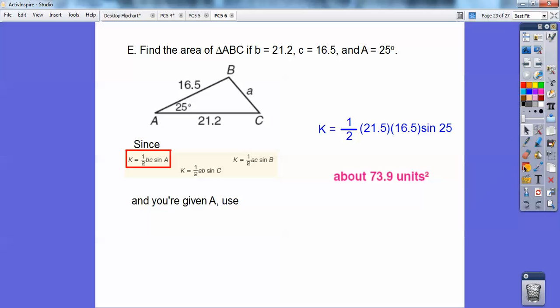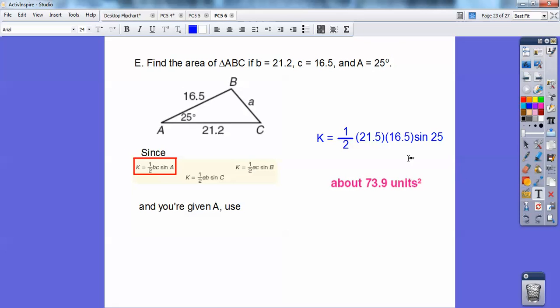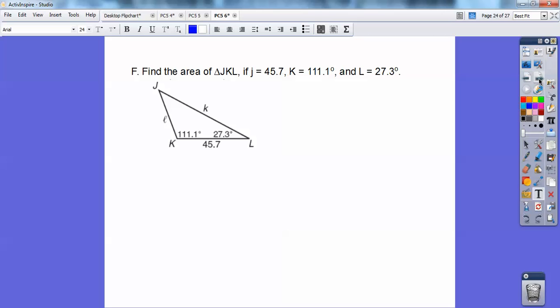Half of 21.2, sorry, this should be a 0.2, and then 16.5, and then take the sine of 25, and then multiply all that out, and you get about 73.9. So the area is about 73.9 units squared. Remember, area is always units squared. Okay, how about this one right here?